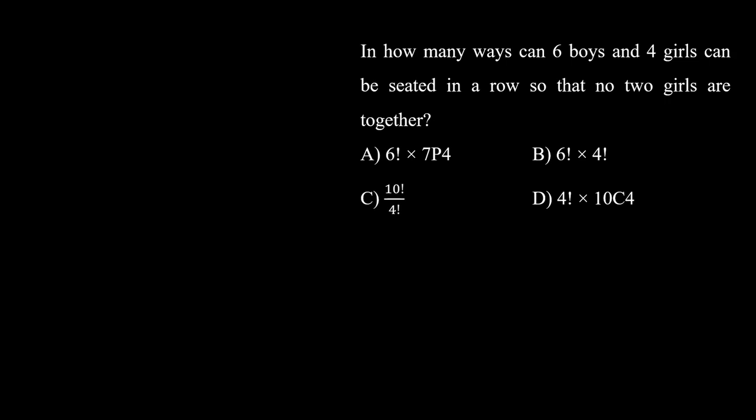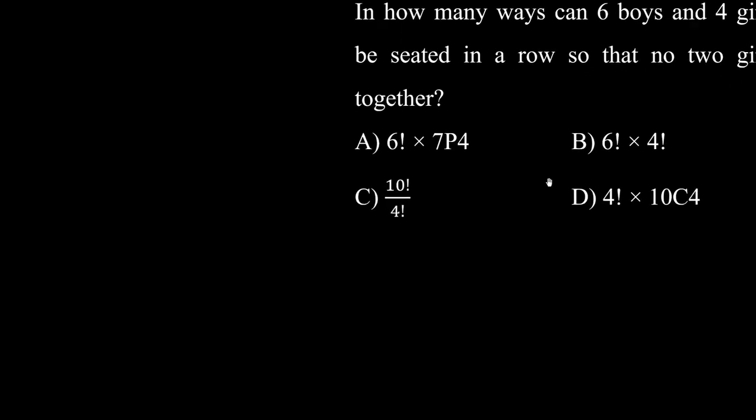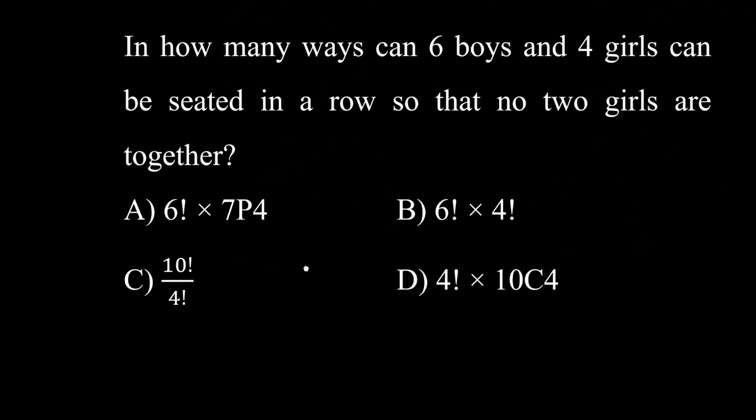Now what about this question? This is 6 boys and 4 girls. No 2 girls are together. Next, no 2 boys are together. And please understand carefully: how many ways can 6 boys and 4 girls be seated in a row? No 2 girls are together.